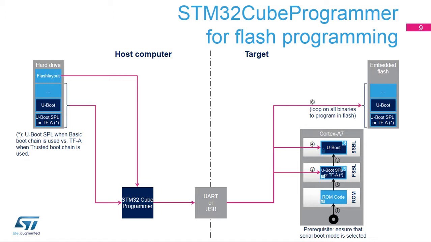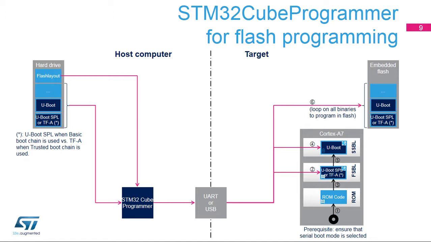1. The ROM code starts and detects the selected boot mode is serial, whether UART or USB. It downloads the FSBL via the available serial link from the host computer to the embedded RAM and runs it. 2. The FSBL does the same to get the SSBL from the host computer and copies it to the DDR for execution. 3. The SSBL asks for the flash layout to the host computer.